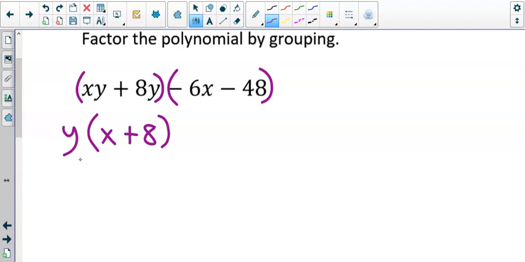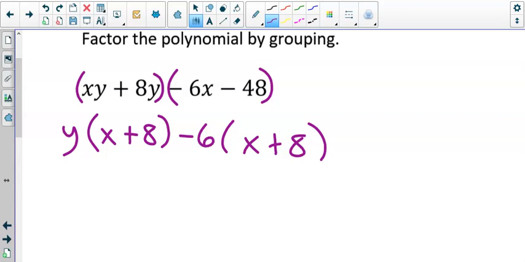Now, the cool thing with grouping is whatever you have left in this first parenthesis right here, the second parenthesis has to match it. So since I have x plus 8, there's going to be a GCF that I pull out of here that will leave me with x plus 8. Or another way to think about this is, what times x brings me back to a negative 6x? Negative 6. And the negative 6 was actually the GCF that you would have pulled out of there if you'd gone through and looked at it.